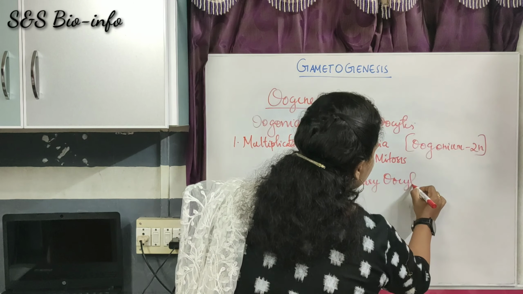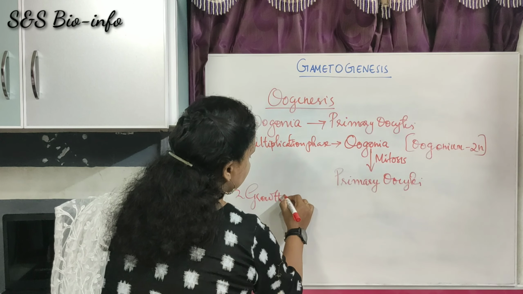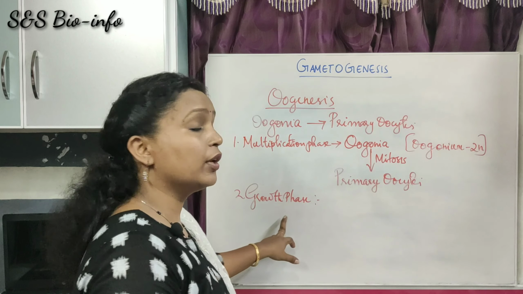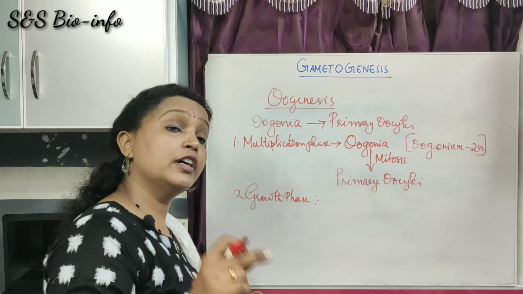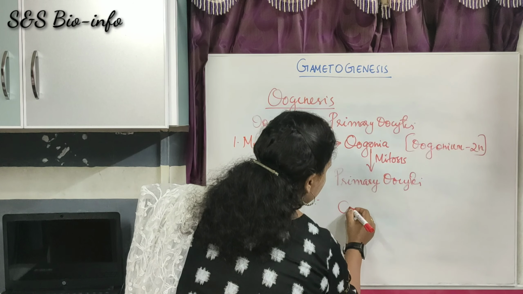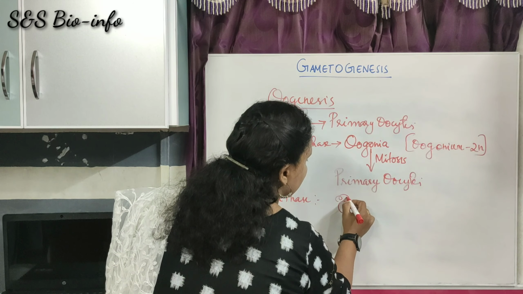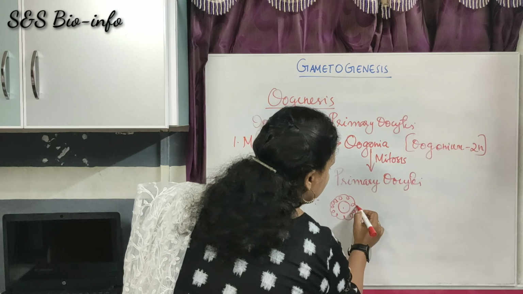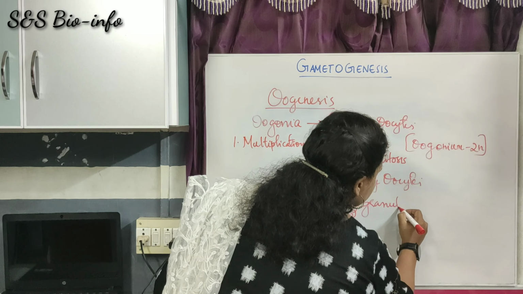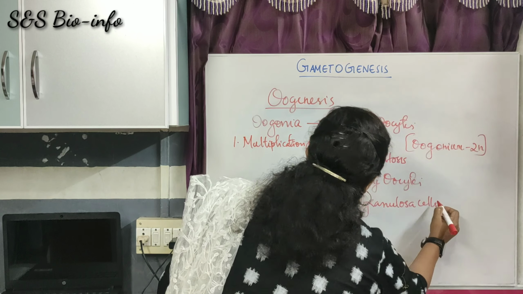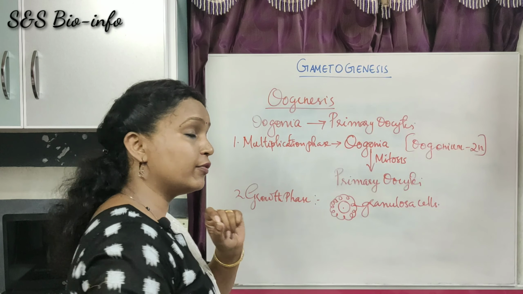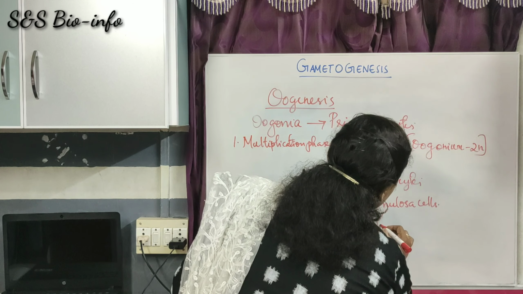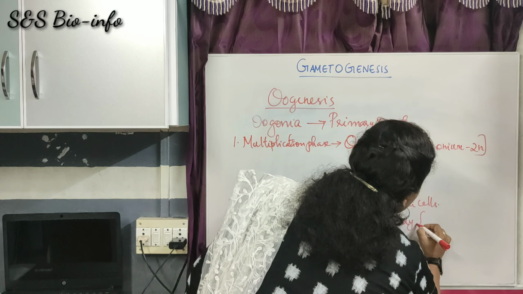The next phase is called the growth phase. During the growth phase, each primary oocyte is surrounded by a layer of granulosa cells. Suppose this is a primary oocyte. It is surrounded by a layer of what? Granulosa cells. This particular structure with the primary oocyte is called a primary follicle. This is called what? Primary follicle.